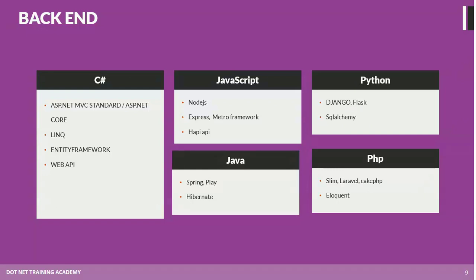So Java is equivalent to C#, which is a big giant. In Java, Spring and Play framework are very cool frameworks, and Hibernate is an ORM which is used in Java. And these are all a lot of languages. So what is the point of showing this many languages?